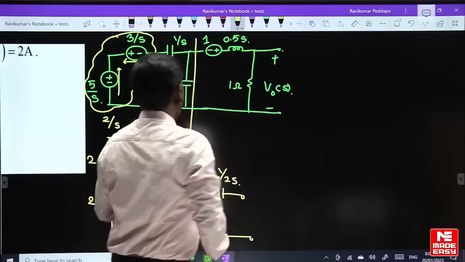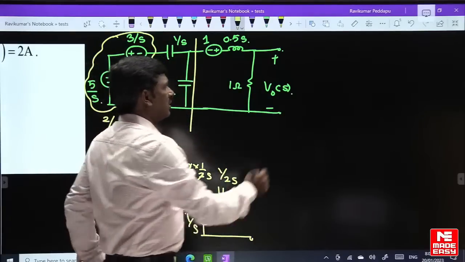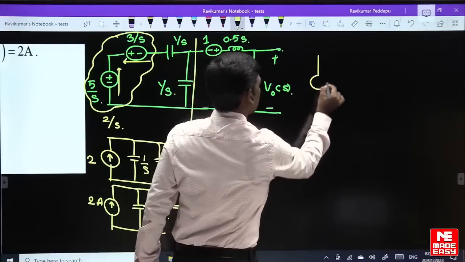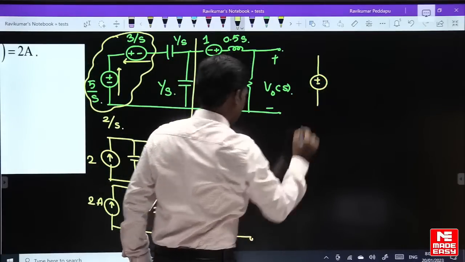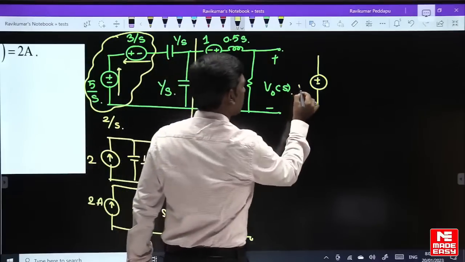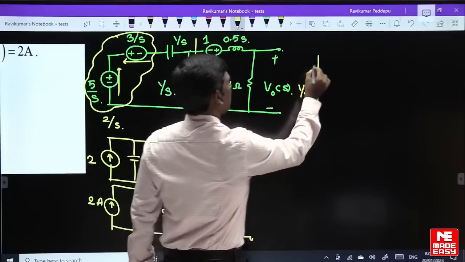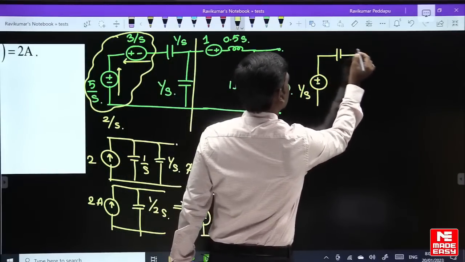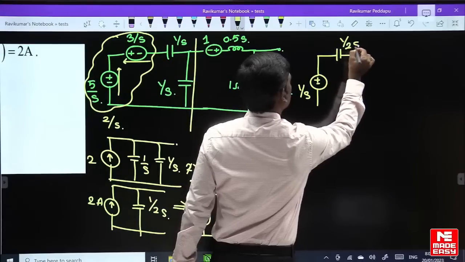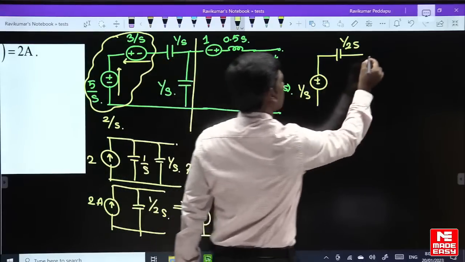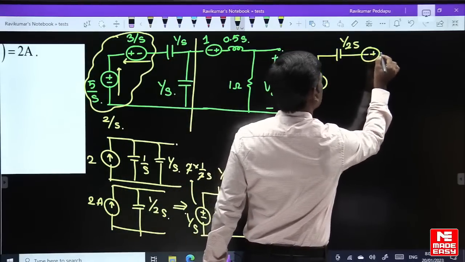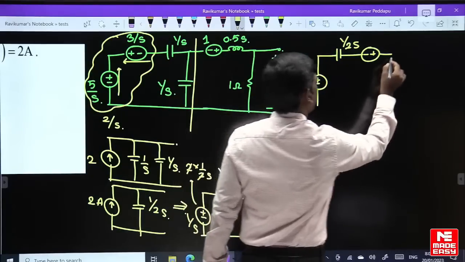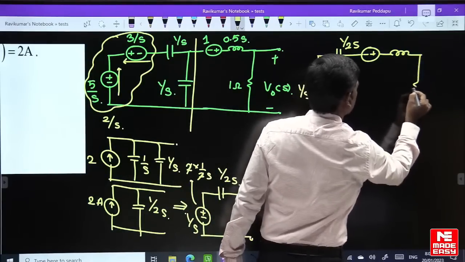Now connect in series with S, plus minus 1 by S in series with 1 by 2S, series minus to plus, the inductor and resistance.